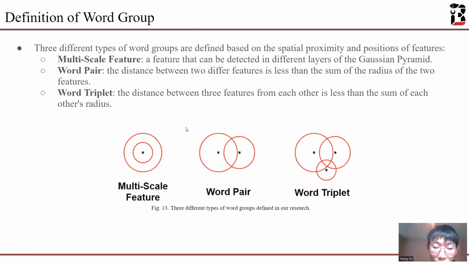And then it's about the definition of workgroups in our research. We define three different types of workgroups based on the spatial proximity and positions of features. First is the multi-scale features, which means the feature can be detected in different layers of the Gaussian parameter. And then is word pair and the word triplet, which means the distance between different features is less than the sum of the radius of these features. And the same word group contains the same word and located in the same area of the images.